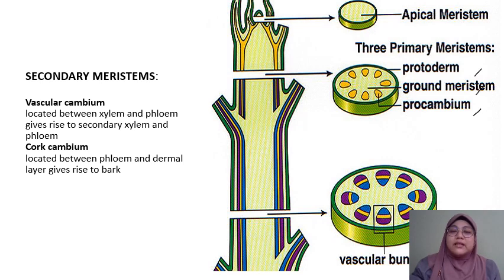In woody plants, the procambium also gives rise to two secondary meristems. And the secondary meristems generate secondary or lateral growth, increasing a plant's diameter or girth. And this can also be called a cambium or lateral meristem. The first secondary meristem would be vascular cambium. So vascular cambium is located between the xylem and phloem and gives rise to secondary xylem and phloem. And then we have cork cambium, which is located between the phloem and dermal layer that gives rise to bark.